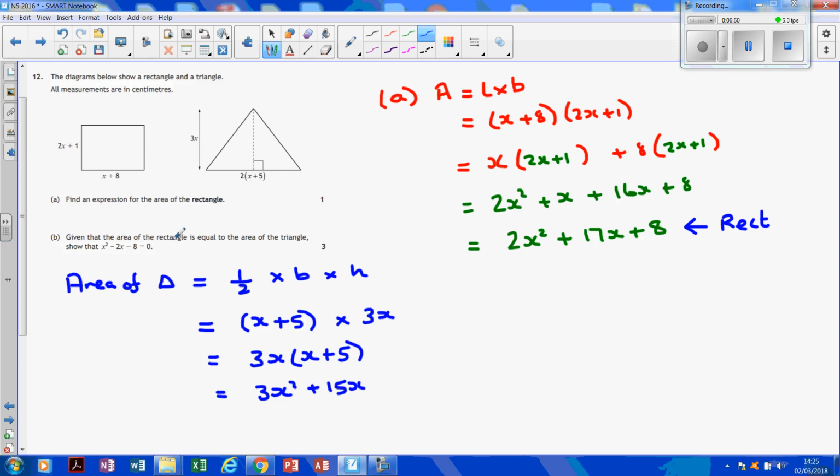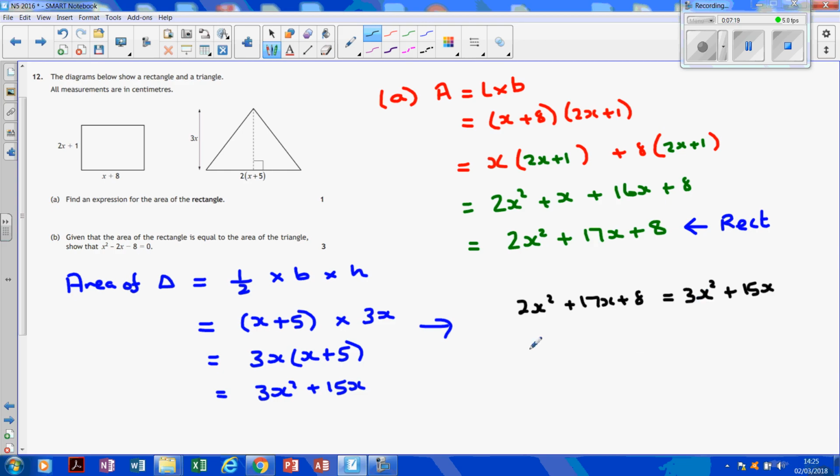Now go back to the question, given that the area of the rectangle is equal to the area of the triangle, so I've got to make those two things equal to one another. So next thing I go and do is I make them equal to one another. So area of the rectangle is 2x squared plus 17x's plus 8, and that is equal to the one we've just worked out, which is 3x squared plus 15x's. Now look to see what it's equal to. So it's x squared minus 2x minus 8.